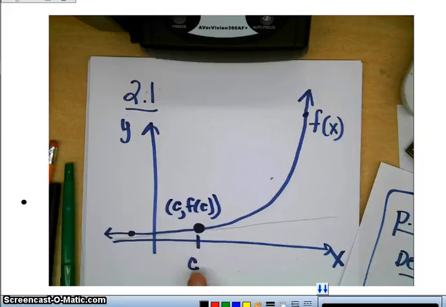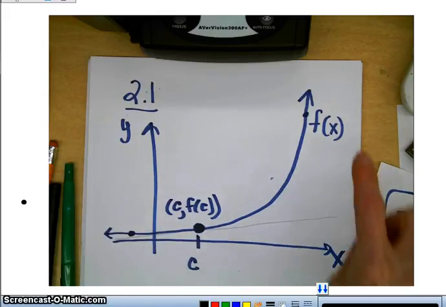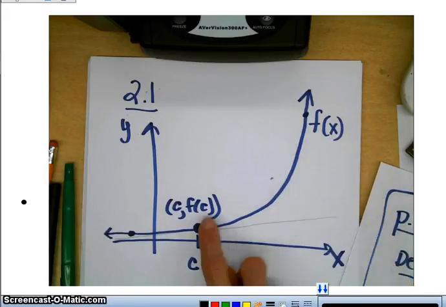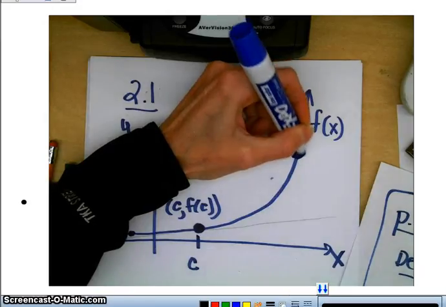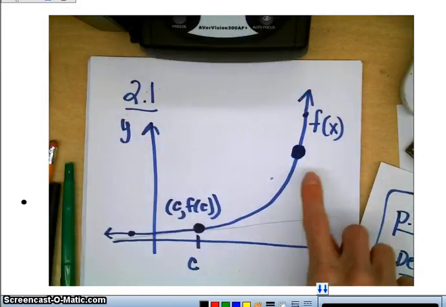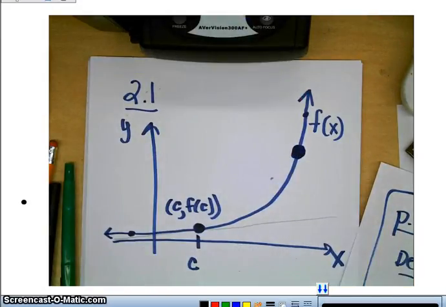That should make sense because if my x value is C, there's the x value of the ordered pair. To get the y value, I put this x value into my function, and then I have f of C. All right? So there's my one point. I'm going to make up another point, and that other point is going to be this point way over here. But the point is I can find the value of that other point, right?